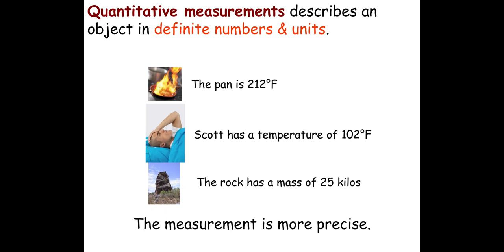Because if you're using a measuring instrument, then no one can doubt it because everyone can repeat that result. If I measure it with a thermometer, I will get the same result. If another person does the same measurement, we'll have the same result. So this type of measurement is more precise than a qualitative measurement.